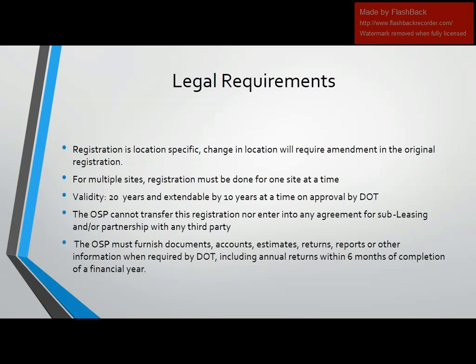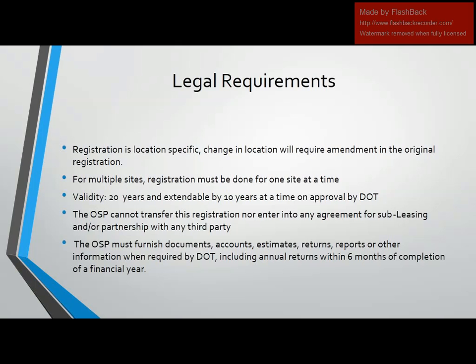Then, to discuss further, registration is actually location specific. A change in location will require an amendment to the original registration. For multiple sites, registration must be done for one site at a time.